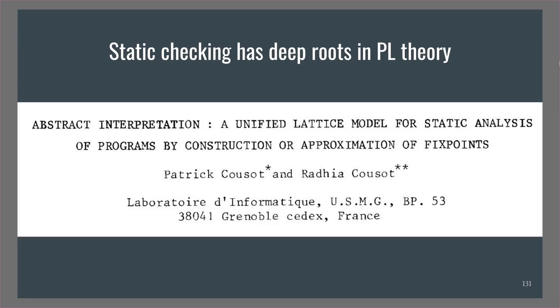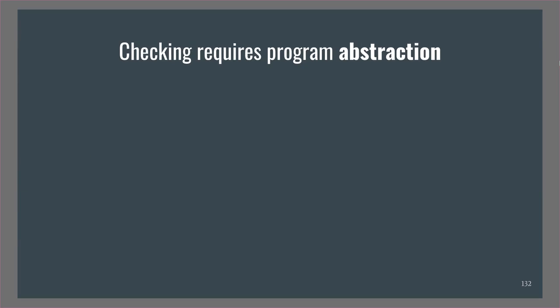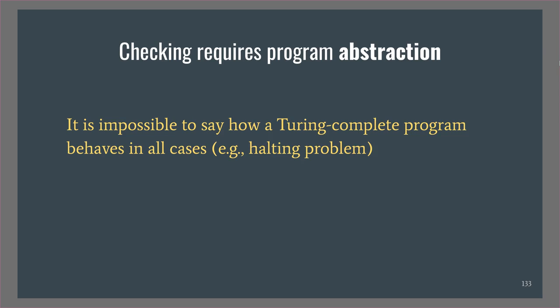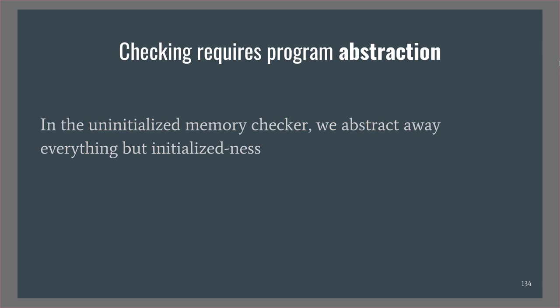Static checking has deep roots in programming languages theory. The key point is that all static checking requires abstraction, since making statements like, "this program is guaranteed to halt," is known to be impossible. There are two ways we use abstraction in static checking. First, we abstract away program properties that our checker doesn't care about. In the uninitialized memory case, that means abstracting away everything except uninitializedness. Remember that the set of uninitialized variables was our main data structure before.